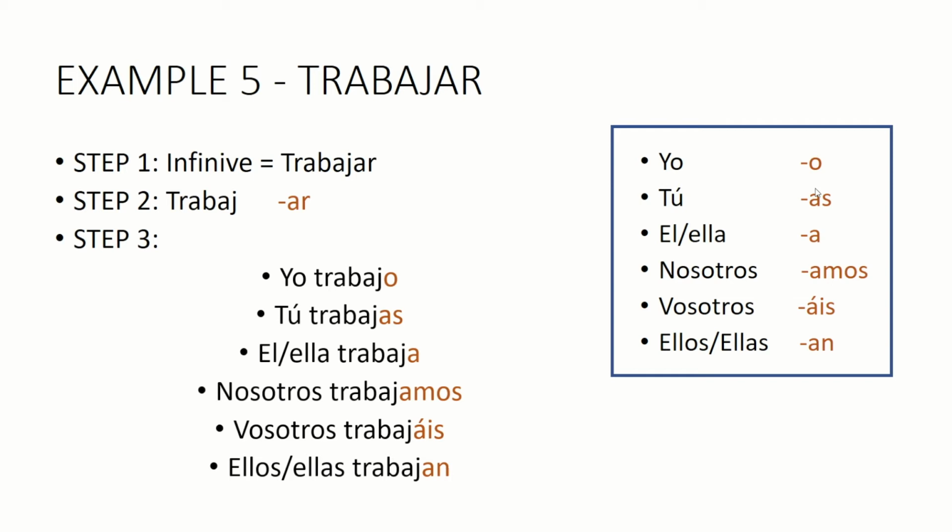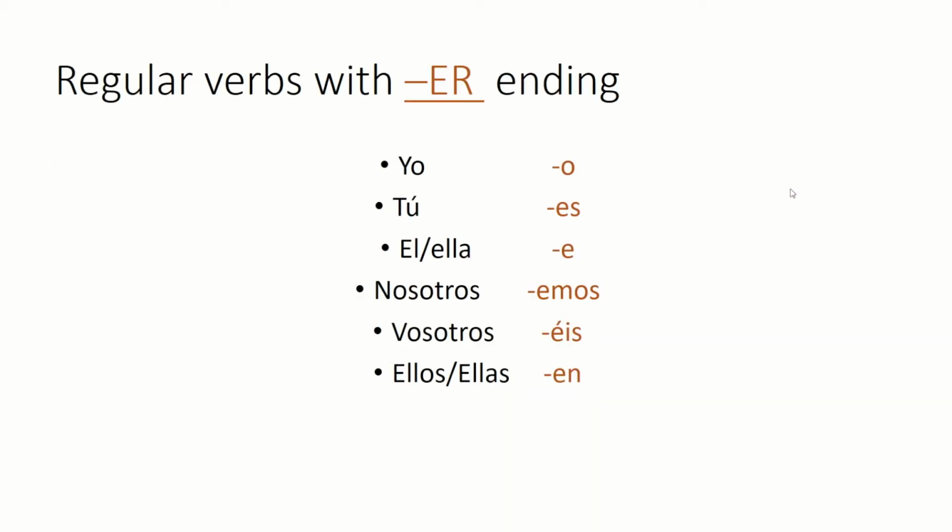So let's go ahead and look at example verbs with ending ER. So those will be the appropriate endings for each of the persons, and we're going to look at the first example and then I'll let you do the rest of them.